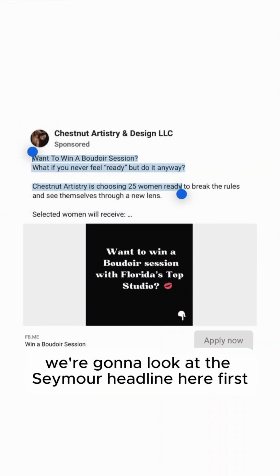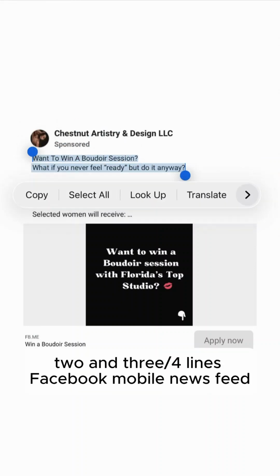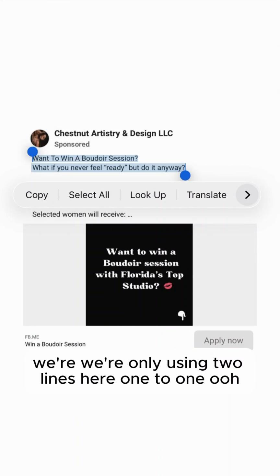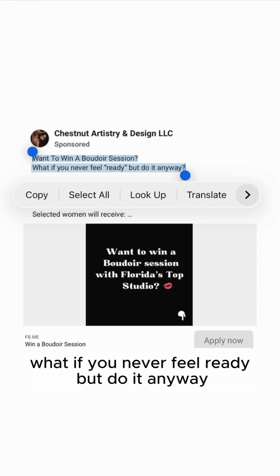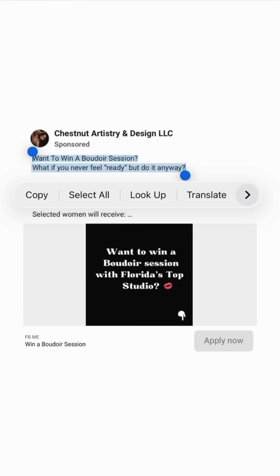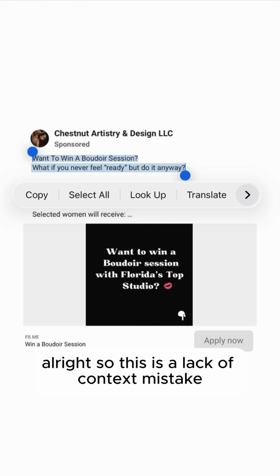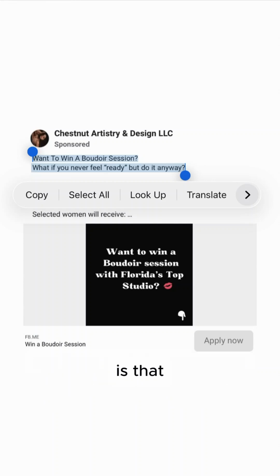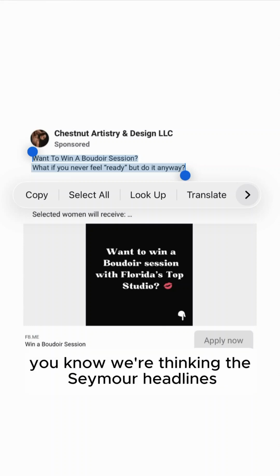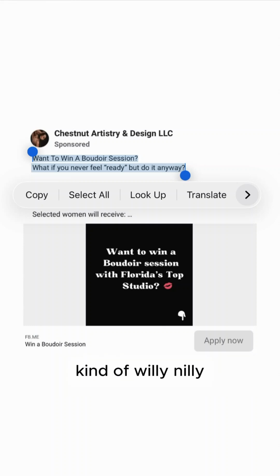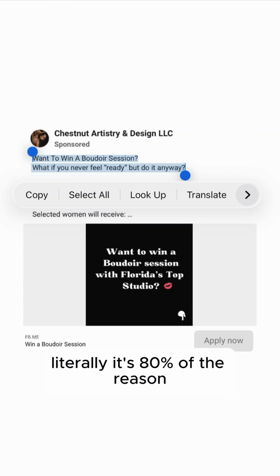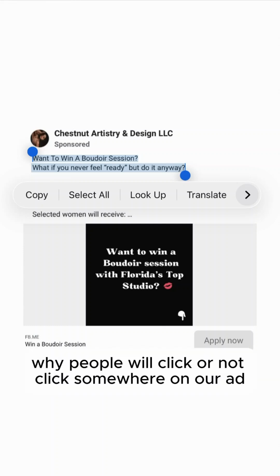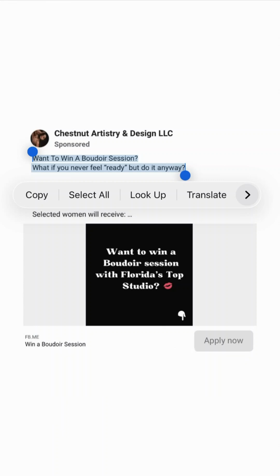Finally, we're going to look at the See More headline here. First 2 3/4 lines, Facebook mobile newsfeed. We're only using 2 lines here. 120 Boudoir session. What if you never feel ready, but do it anyway? All right, so this is a lack of context mistake. The false belief that caused us to make this mistake is that we're thinking the See More headline is kind of willy-nilly, when in fact it's literally 80% of the reason why people will click or not click somewhere on our ad. So this is actually the most important part.